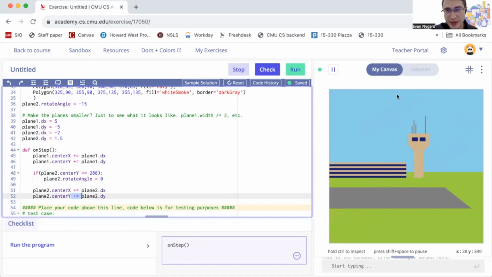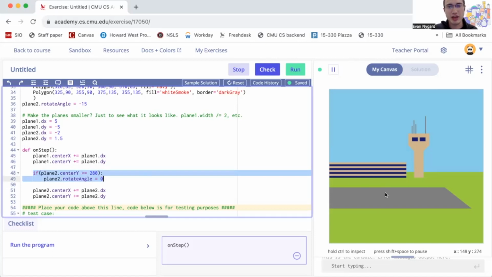Once that happens, we're not running along the runway. So why does this happen? It happens because our plane2.dy just keeps on staying at 1.5 no matter what. This can be a little bit hard to tell because we did not use good comments to explain exactly what our code is doing. We can intuit that this is double checking the place when we actually land plane 2 on the runway.